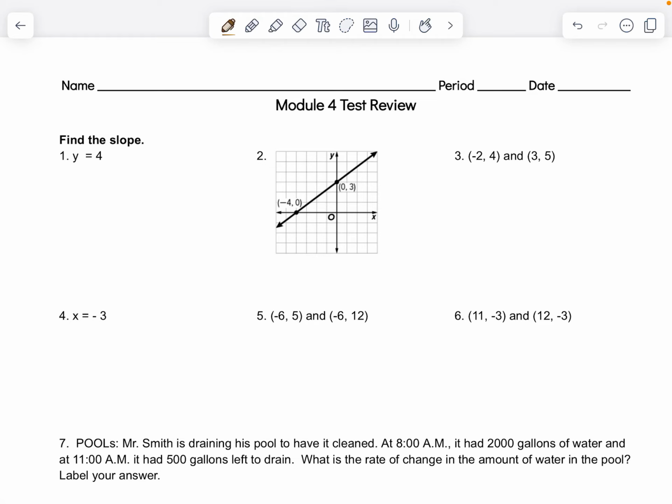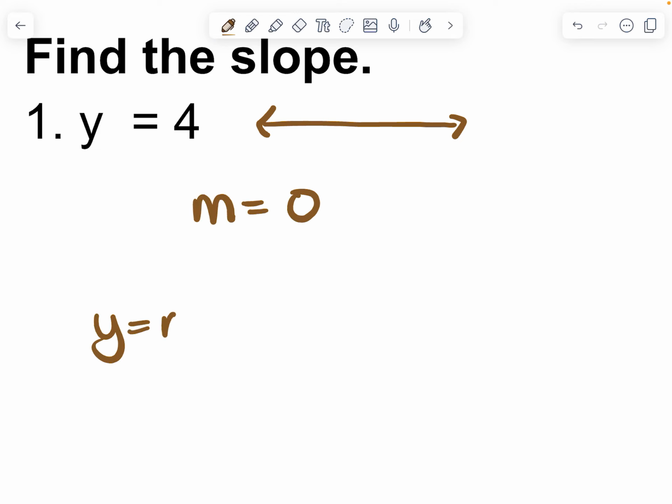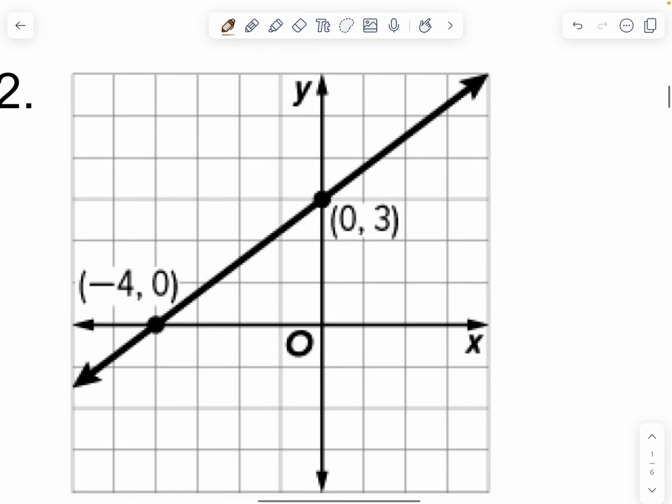Review. Finding slope. Remember that anytime you have y equals a number, you're going to have a horizontal line and the slope is automatically 0. Now you can also think of it as y equals mx plus b, and this part right here is missing, so that slope would have been 0.